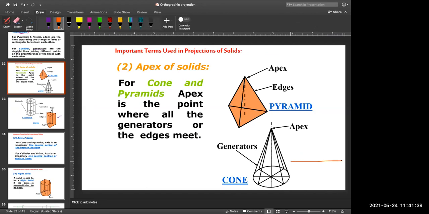Suppose one XY line I have drawn over here. So in front view, you will get a triangle like this. And in top view, you will get one circle. And the apex will be at the center of this circle. And you have these generators, you can draw them to show that this is a cone. Okay, so this is how the projections of a cone will be drawn.